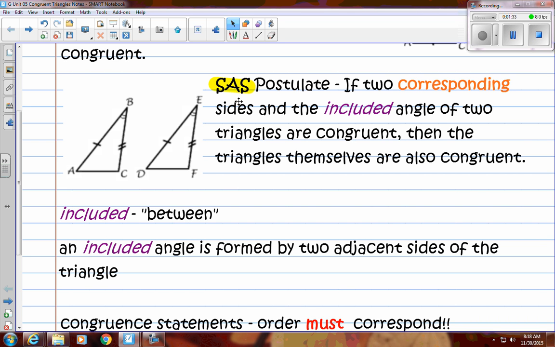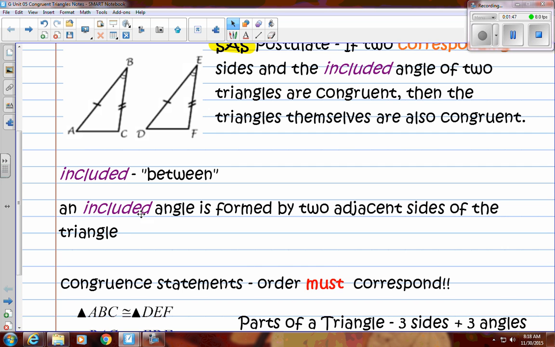So if the two corresponding sides and the included angle of two triangles are congruent, then the triangles themselves are also congruent. So you don't need to know that all three sides are congruent. You could know two sides, and if you know the included angle, then that works also. Please make sure that you understand this term included. If you are confused on it in any way, you need to make sure that you ask a question because, like I said, it's going to be very important where that angle falls in determining whether or not your triangles are congruent.